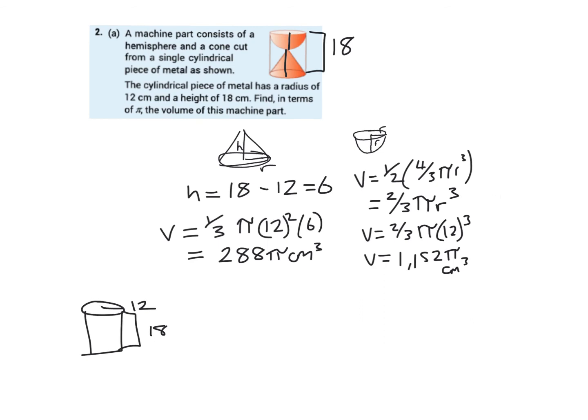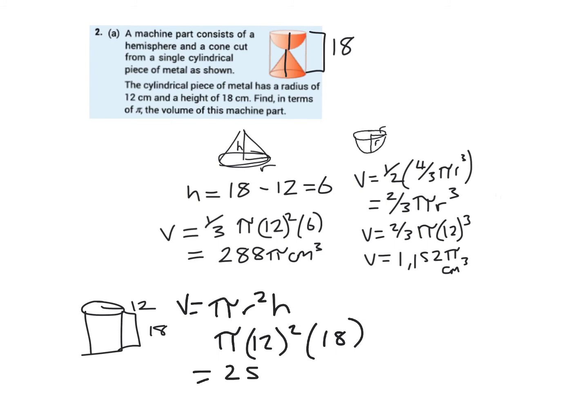Okay, last part then is that I need to look at my cylinder. So let's just bring that guy down here. My cylinder then is the volume of a cylinder, which is pi r squared h, again from your log tables, and that's going to be pi, my r is 12 squared and my h is 18. Okay, so popping that into the calculator, I'm going to get 2592 pi cm cubed.